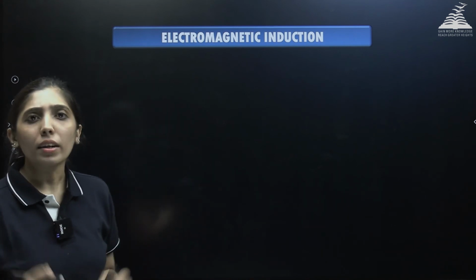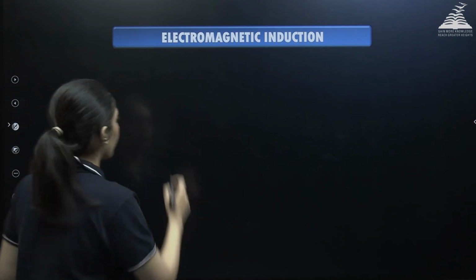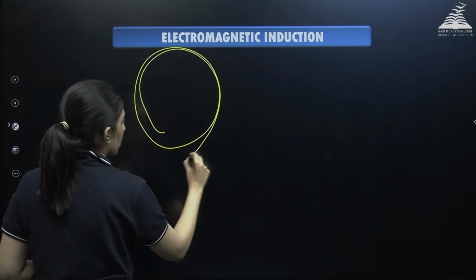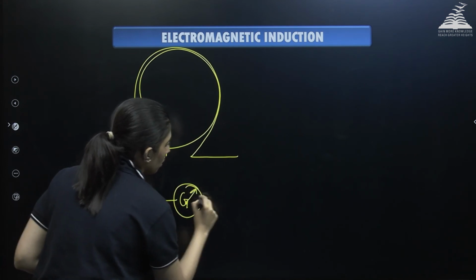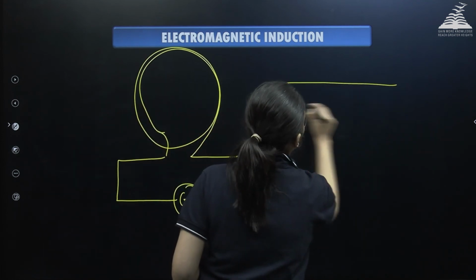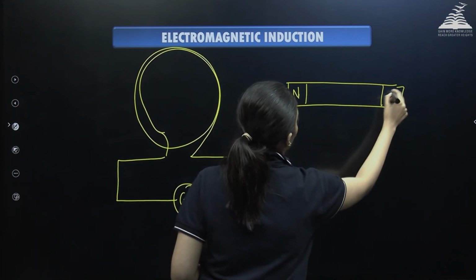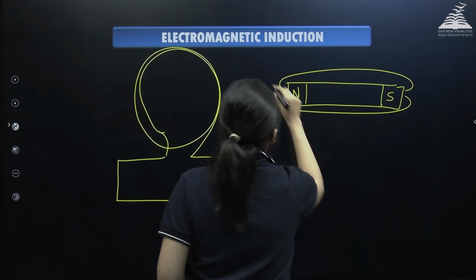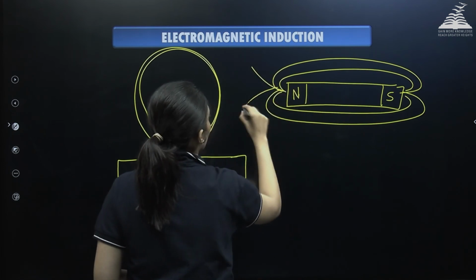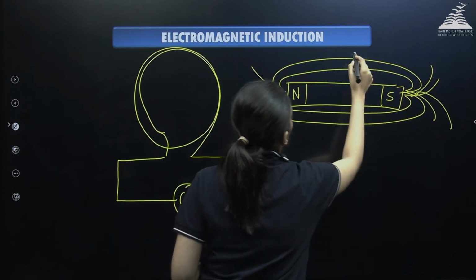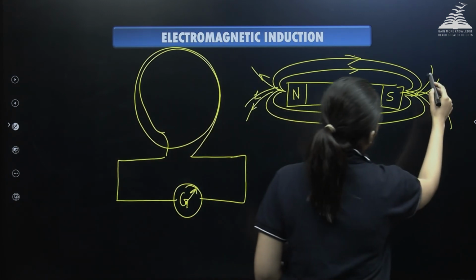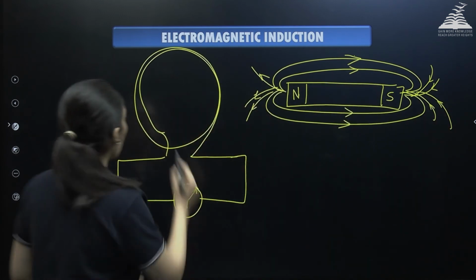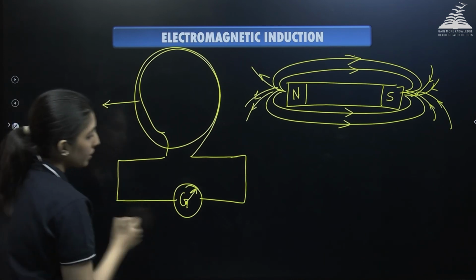Now it's time to understand a different topic, that is electromagnetic induction. So what is electromagnetic induction? To understand this, let me show you a diagram. Now, consider a coil which is connected to a galvanometer.